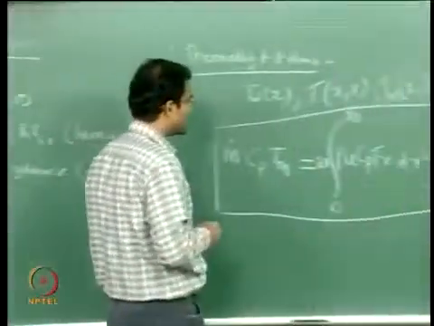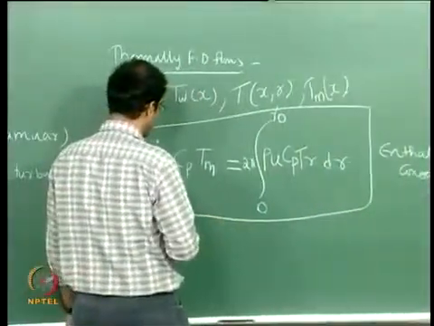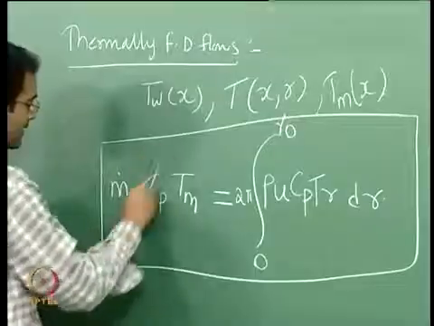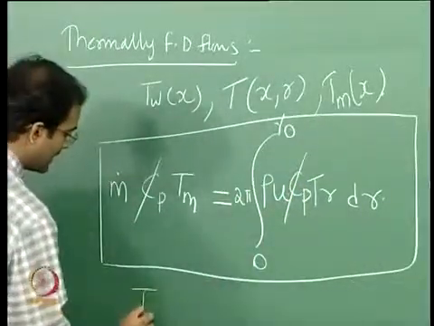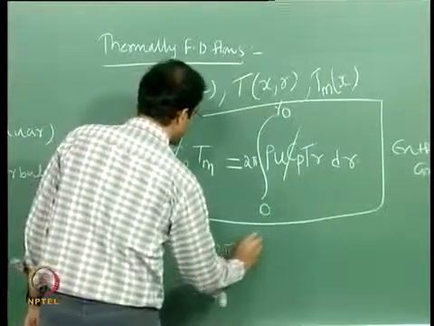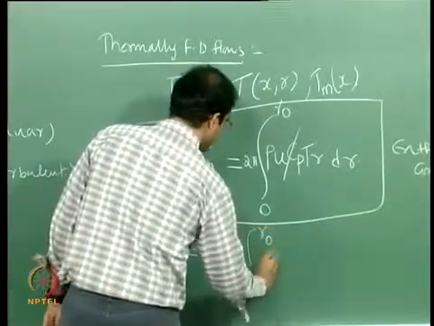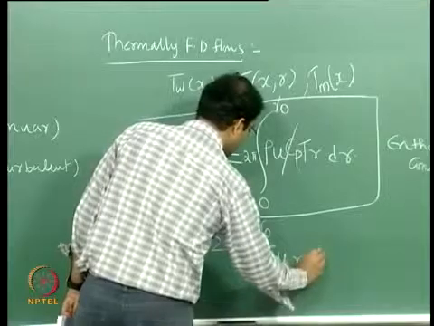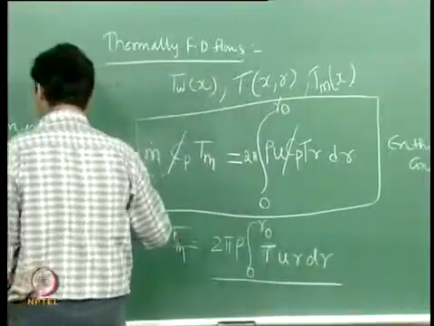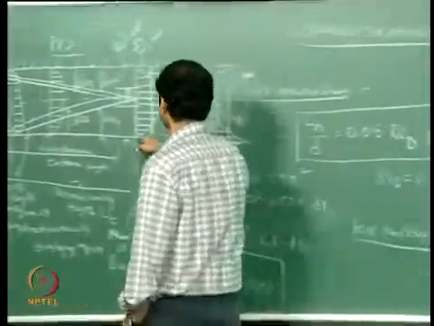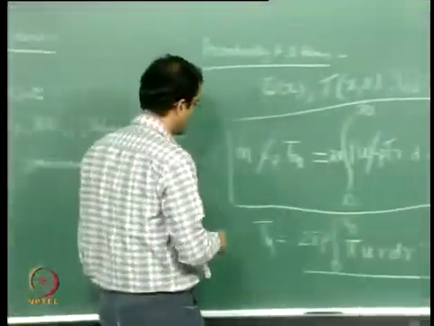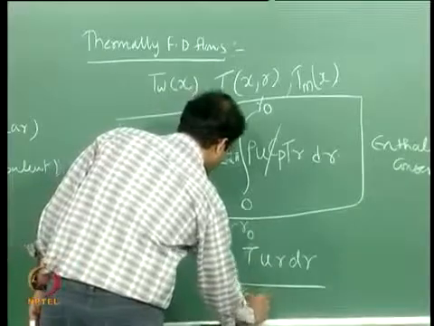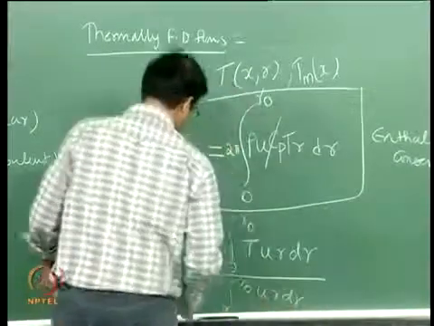So therefore, for an incompressible flow with constant property, this is nothing but your. Let me just write it right now. So I can knock off this, and my Tm will be 2 pi integral 0 to R naught. I can take my rho out. So T into U into R dr divided by the flow rate, which again will be a parabolic velocity profile. So I can write this as integral 0 to R naught of U into R dr, right?